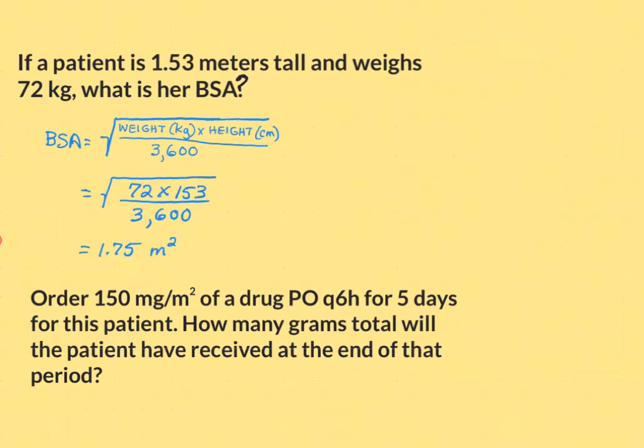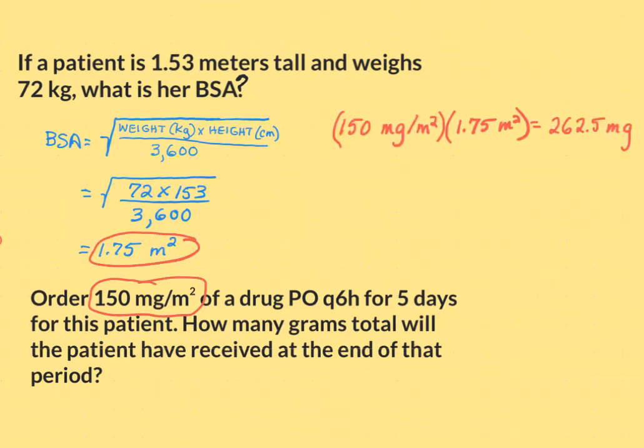A prescription is written for 150 milligrams per meter squared of a drug by mouth every 6 hours for 5 days for this patient. How many grams total will the patient have received at the end of that period? We have an order and we have a BSA. When we multiply those two, we find that the dosage will be 262.5 milligrams for this patient. That's one dose. But this medication is being given every 6 hours, in other words, 4 doses a day for 5 days.